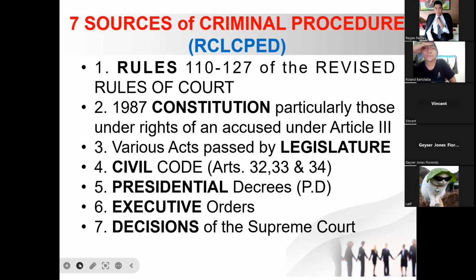Okay, again, we have the 7 sources of criminal procedure. Number 1 dyan, meron tayong tinatawag na rules of court. Always palagi ang rules of court ang pinaka-main source natin. Okay? Paki-screenshot muna, class, yung 7 sources of criminal procedure. Okay, so wait na.